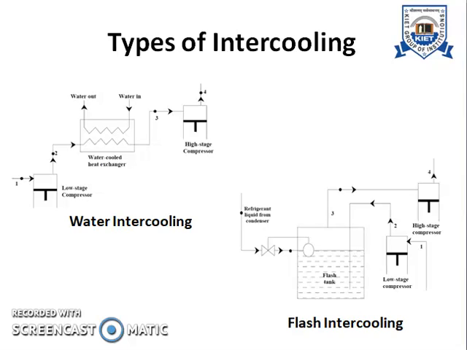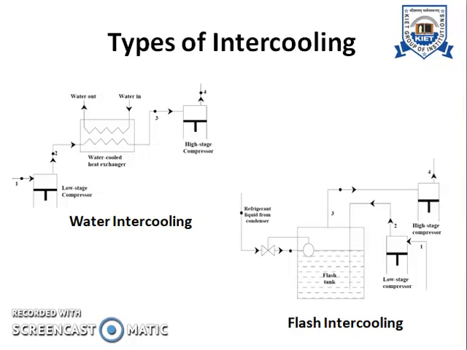And then after that the cooled superheated vapor is again allowed to enter into the high pressure compressor. Now in water intercooling we are not able to completely de-superheat the refrigerant vapor because water at low temperature in sufficient quantity is not available.